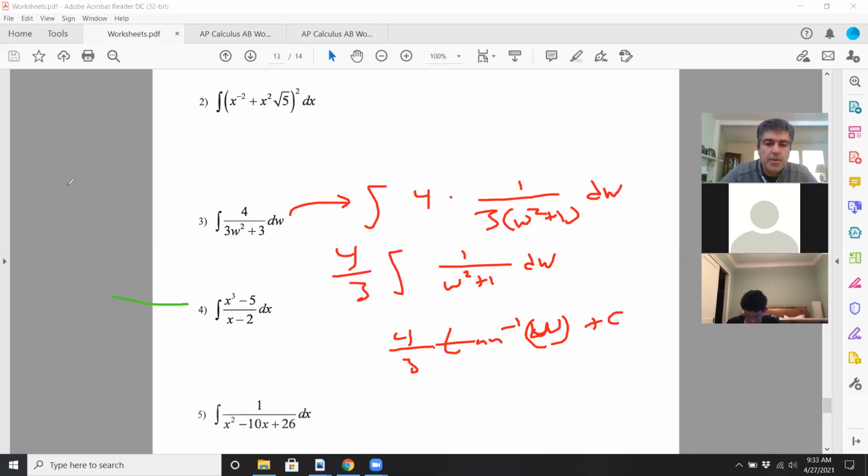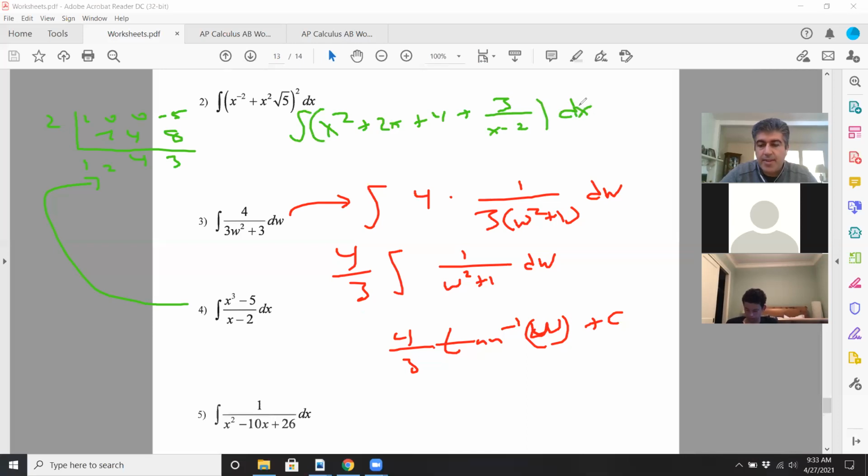Let me do this one up here. I'll do synthetic division because I have just a linear expression dividing by it. But 1, 0, 0, -5. Drop the 1 down, multiply 2 to 1, 2, add it to 4, 4, 8, 3. So I'm getting x squared plus 2x plus 4 plus 3 over x minus 2. And that's what I'm integrating.